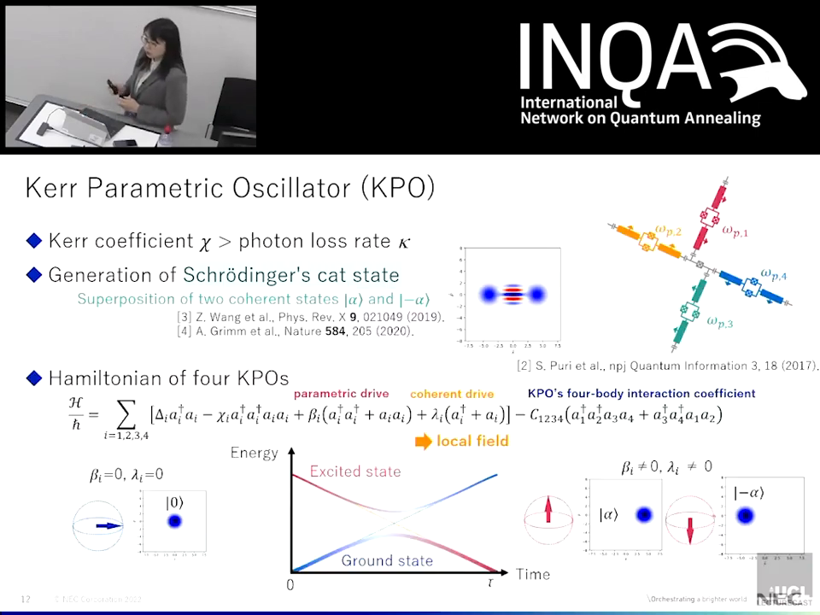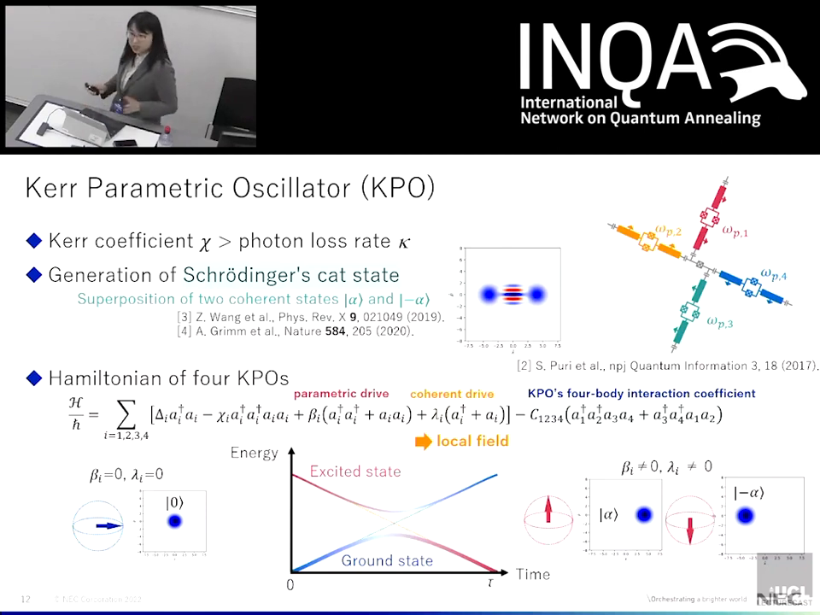A JPO is originally a classical device. However, if the Kerr coefficient is larger than the photon loss rate, it can act as a quantum device. And we call it a Kerr-parametric oscillator. This condition is the so-called one-photon Kerr regime.